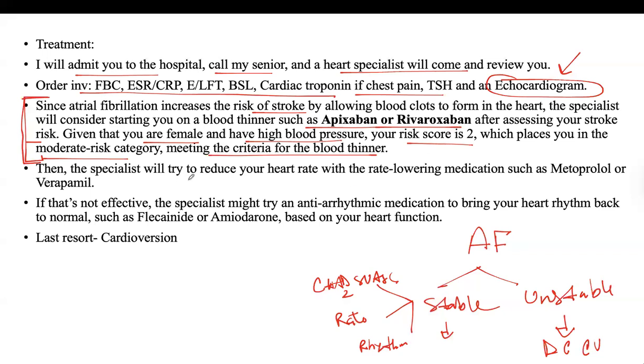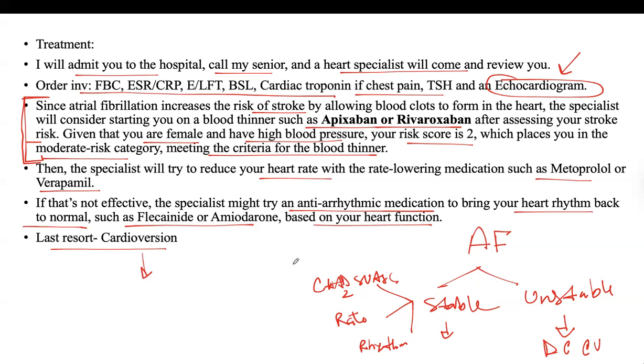Then the specialist will try to reduce your heart rate with rate-lowering medication such as metoprolol or verapamil. If that is not effective, the specialist might try an antiarrhythmic medication to bring your heart rhythm back to normal, such as flecainide or amiodarone, based on your heart function. If it's still not getting better, then the last resort is cardioversion, explained in the same way as we have done in the SVT.